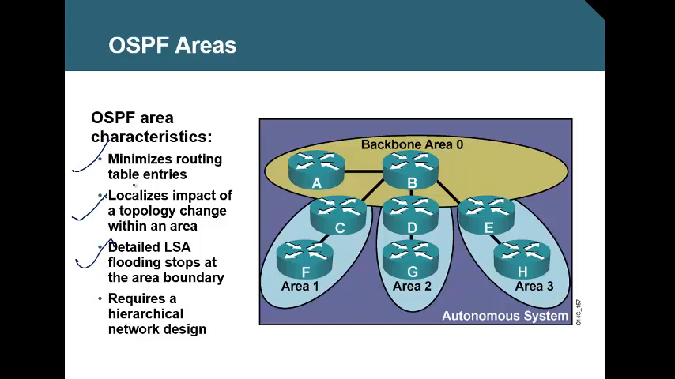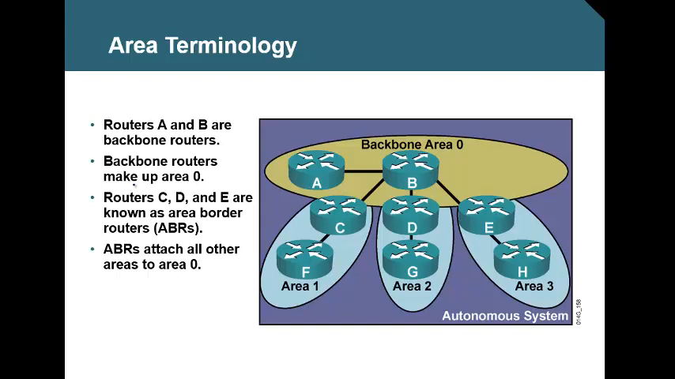Localizing the impact of topology change can be achieved. What does it mean? If any change happens in an area, it won't impact the other areas. Instead of sending a detailed LSA, we just send a summary LSA. That will definitely improve the scalability and the efficiency of the OSPF network. As I already said, C, D and E are the ABRs. A and B are backbone routers. F, G and H are internal routers.